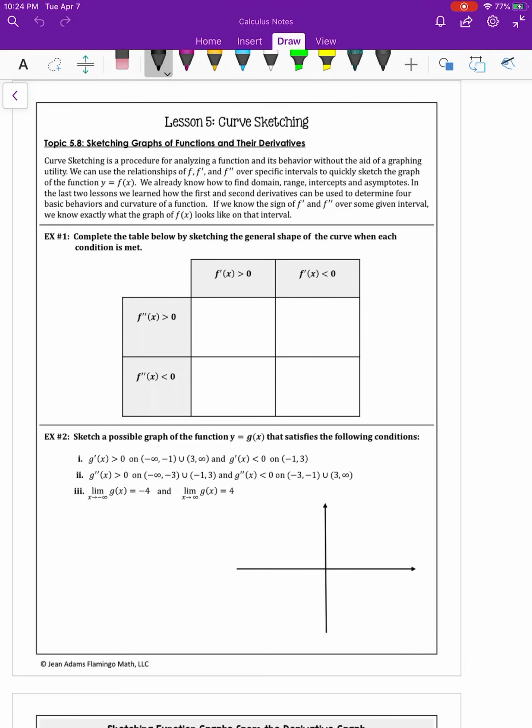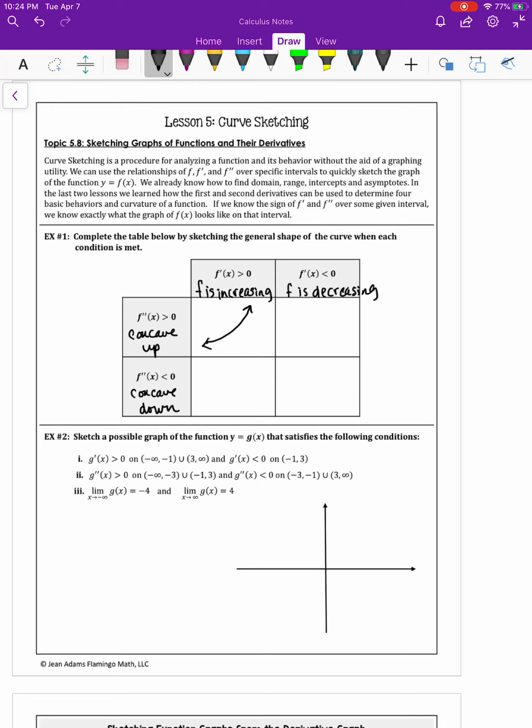So what we're going to do is think about what it means to have the derivative positive. That means that f is increasing. And to have the derivative negative means that f is decreasing. What does it mean to have the second derivative positive? That means concave up. The second derivative negative means concave down.